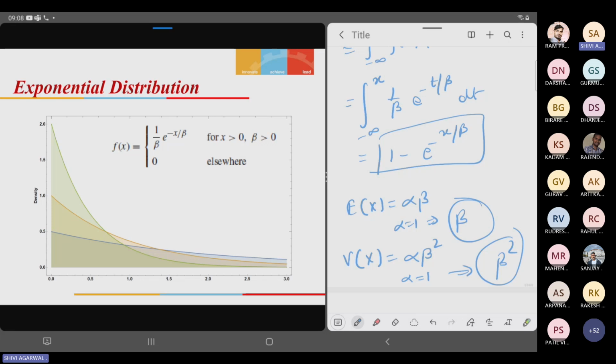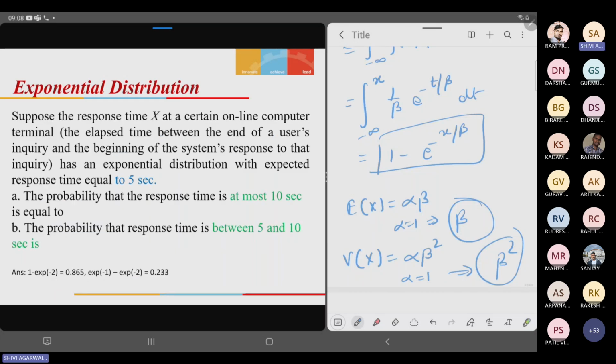Okay, this is the density function. You can see here for different values of beta, we are getting a different form of the density function. Okay. Now one question we are taking here.